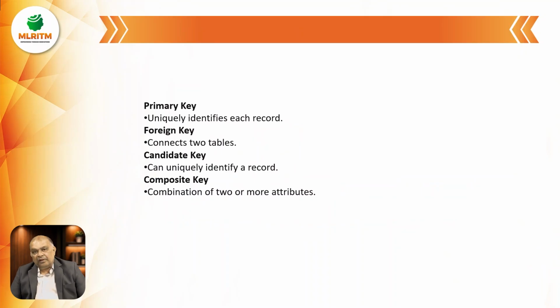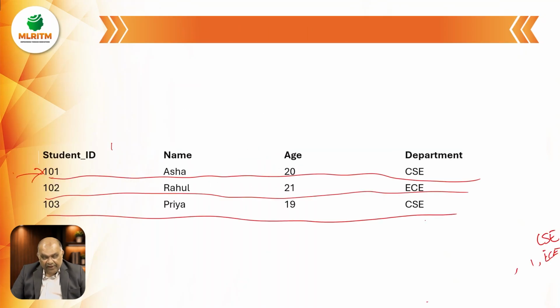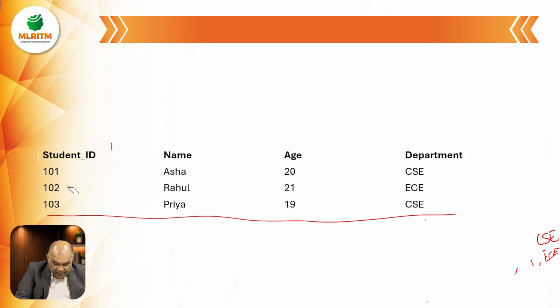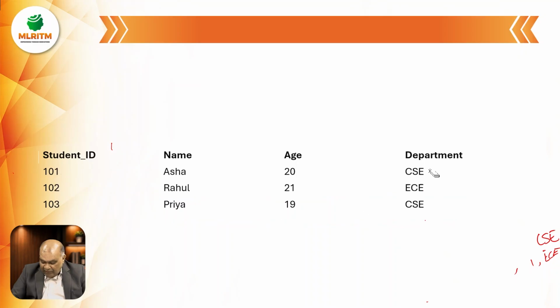Now in that relation, we have some important concepts, which are called the primary key. So what is a primary key? A primary key uniquely identifies each record. Here in this table, if I define student ID as the primary key, 101, 102, 103 are different numbers. Any primary key you define should have an atomic value. What is the meaning of atomic values here? Separate values.